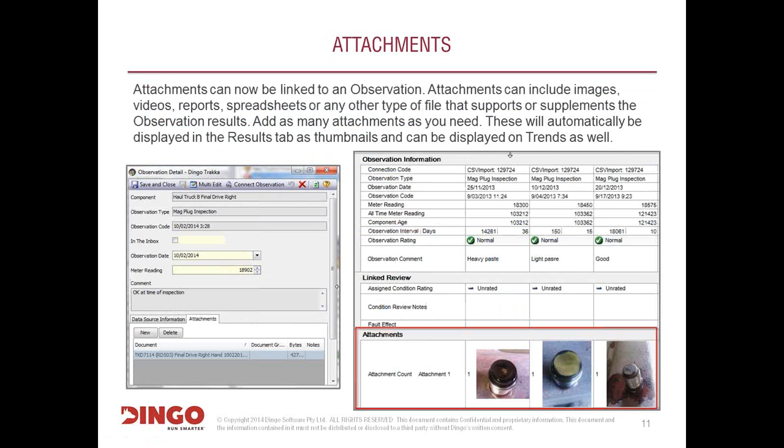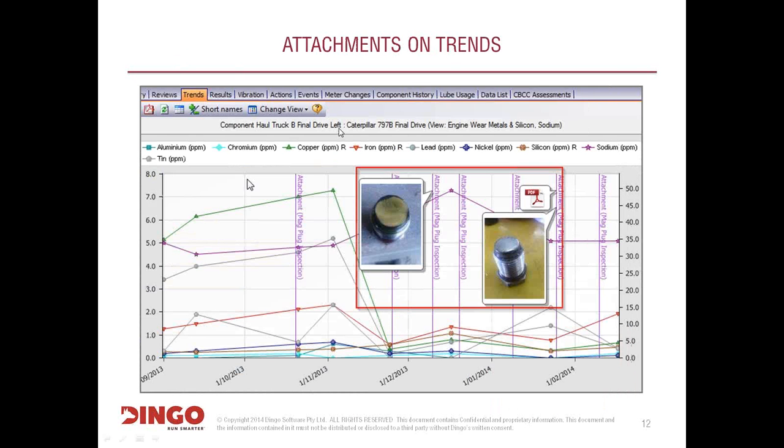You can add as many attachments as you need, and they'll be automatically displayed in results, as you can see there on the screen, and also on the trends module as well, which I'll demonstrate. And this is just a quick screenshot of what it looks like to show attachments on trends, but I'll show that live later on as well.